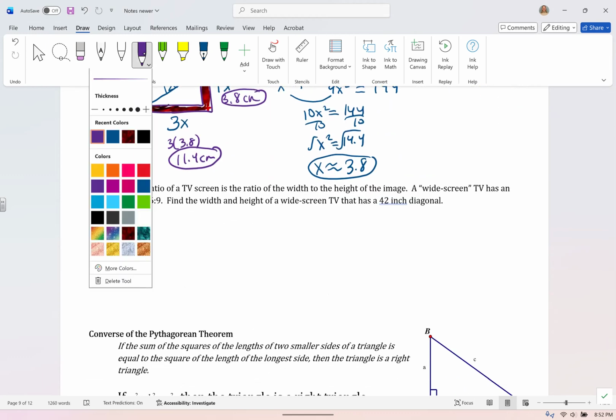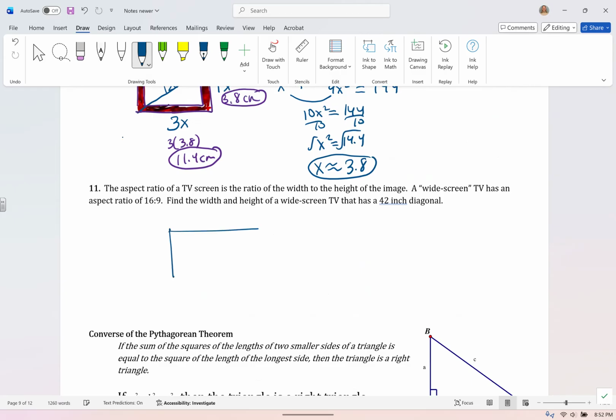For the next one, we've got an actual TV. Okay. And this TV has an aspect ratio of 16 to 9. The length is not actually 16. The height is not actually 9. It's that ratio.